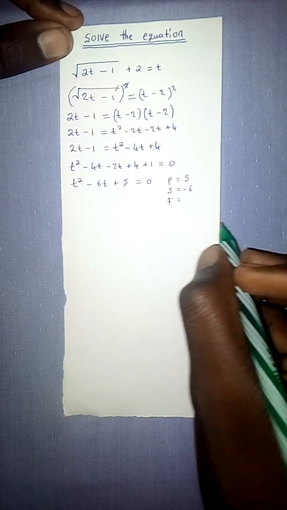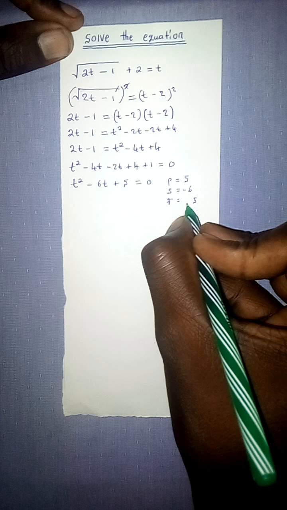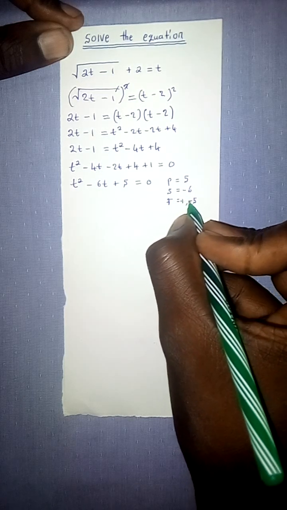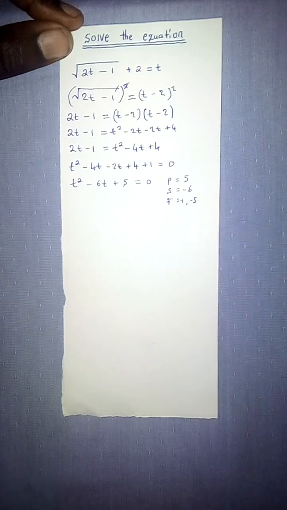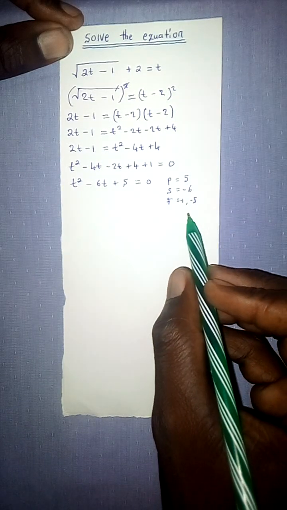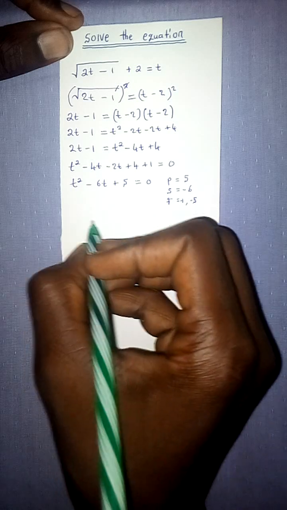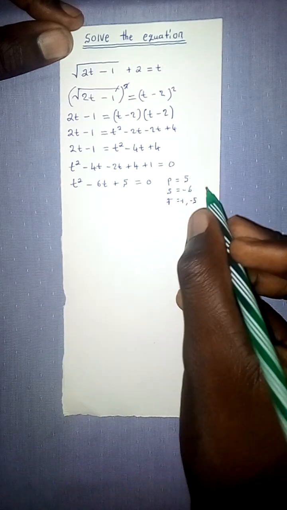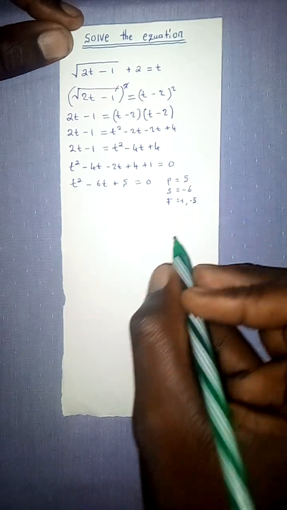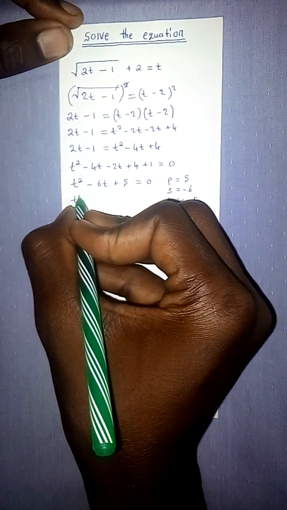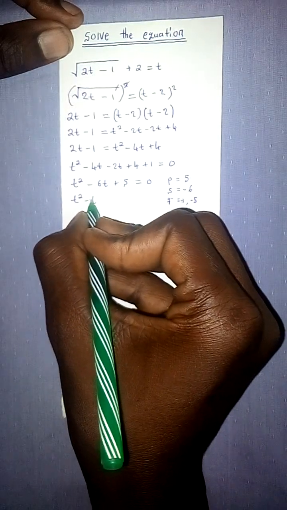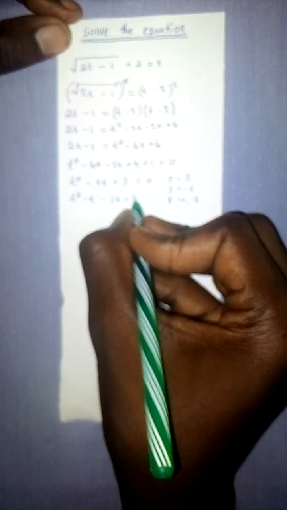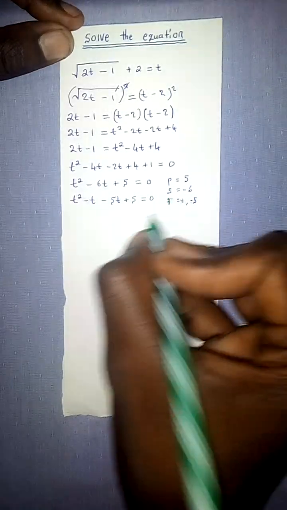What could be my factors? Let's check for this. Okay, minus 1 and minus 5. Yeah, this will work, because when you multiply negative 1 by negative 5 it gives you 5, then when you add them it will give you negative 6. Therefore we have t squared minus t minus 5t plus 5 being equal to 0.